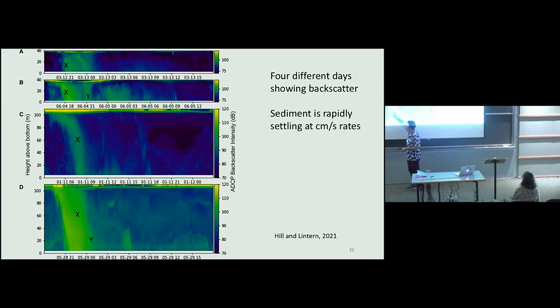There's something coming down through the water column. They know it's from the backscatter. It's probably sediment. And by working out the slope of that, you can figure out how fast it is falling.